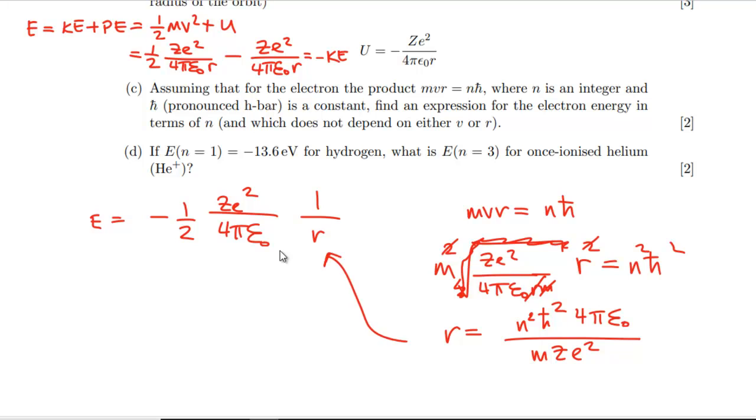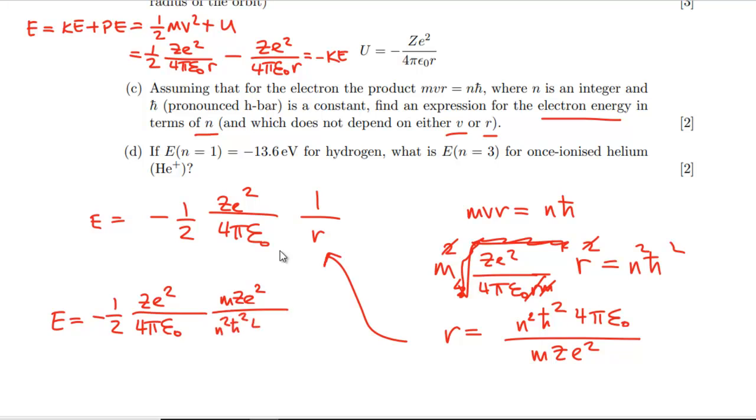And then we just put that into here. That's definitely what I wanted, wasn't it? An expression for the electron energy in terms of n that does not have v or r. So E will be, oh, this is going to be a right mess, isn't it? Minus a half Ze squared over 4 pi epsilon 0, and then this 1 over r. Oh, no, we're not having things cancelling because we're doing 1 over r. So n squared h bar squared 4 pi epsilon 0.